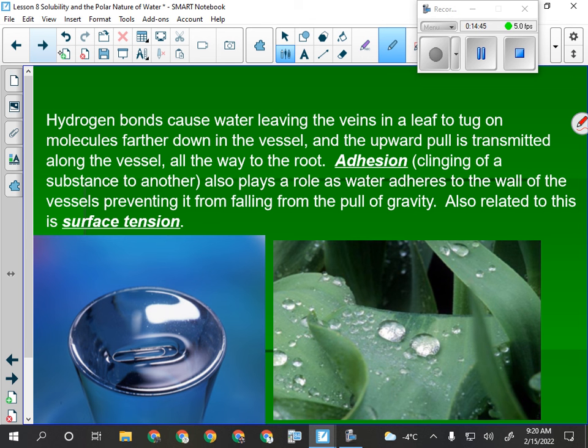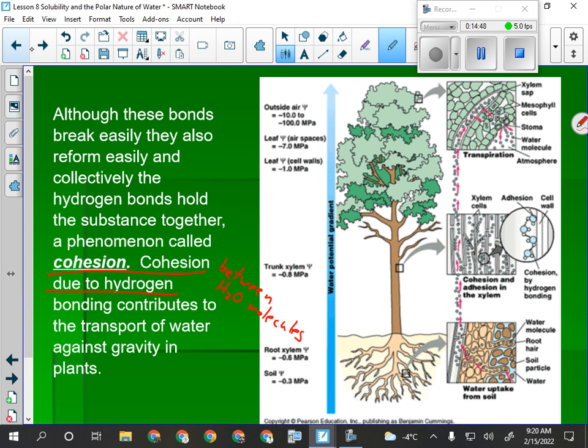Now, here's an example of a living organism using these polar properties of water. Trees and all vascular plants have to transport water from their roots to their leaves. If we're talking about a giant redwood or a sequoia or some really tall tree, that could be 100 meters vertically. And they don't use any energy to do it. There's no pump in the roots that's squeezing the water up the plant.